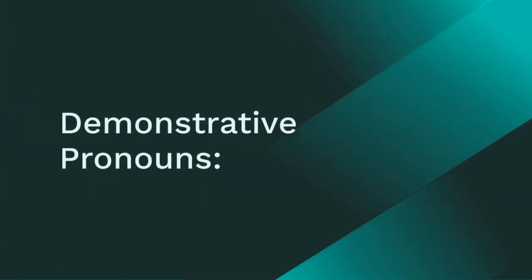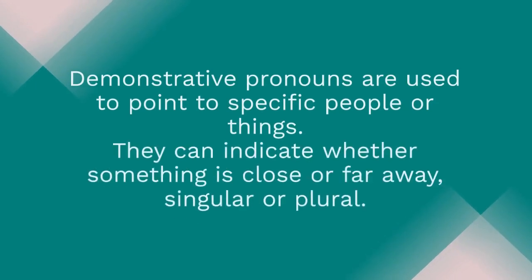Demonstrative pronouns. Demonstrative pronouns are used to point to specific people or things. They can indicate whether something is close or far away, singular or plural.